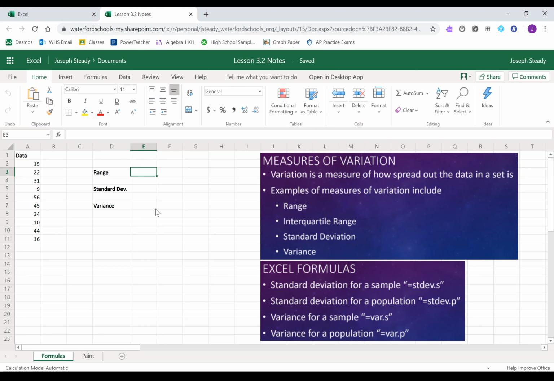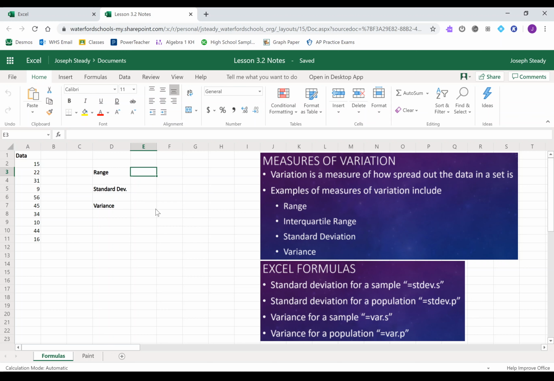In lesson 3.2, we're going to be looking at measures of variation and how to calculate some of them in Excel. Now to start off, we should define what variation is. In general, variation can be thought of as a measurement of how spread out the data in a set of data is. So if your data set is more spread out, if the numbers in it are more spread out, then your variation will be higher. If the numbers are all closer together, then your variation will be lower.